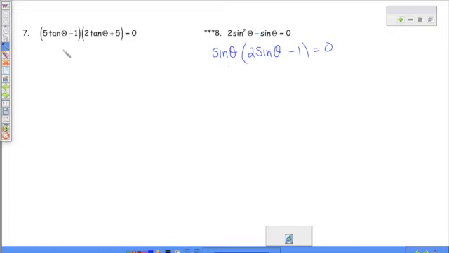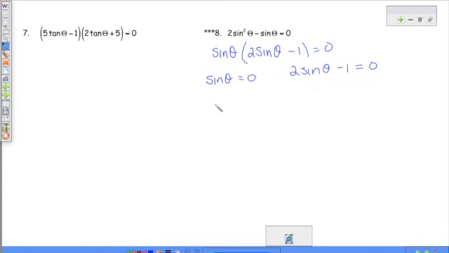So now I'm looking at something like from number 7. I have 2 things that are being multiplied, and it's equal to 0. So either sine theta is equal to 0, or 2 sine theta minus 1 is equal to 0. So it was an extra step that I had to do before I could use the zero product property, and it was factoring with the GCF.